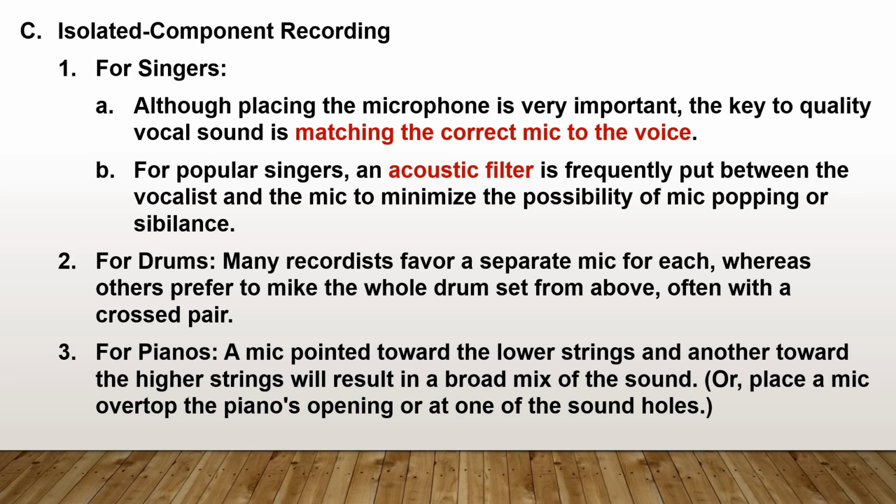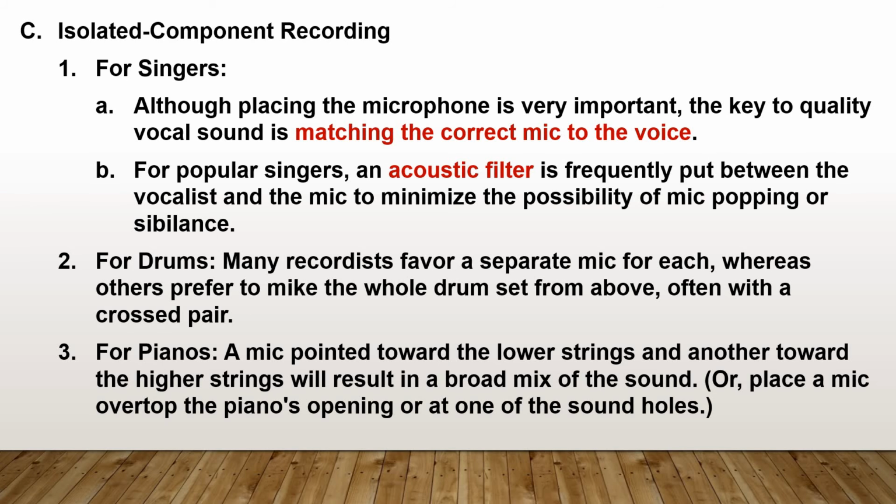For popular singers, an acoustic filter is frequently put between the vocalist and the mic to minimize the possibility of mic popping or sibilance. These are casually called P-poppers, and they usually look like a windscreen placed between the artist and the microphone, and it does help in taking care of some of those vocal and articulation issues.